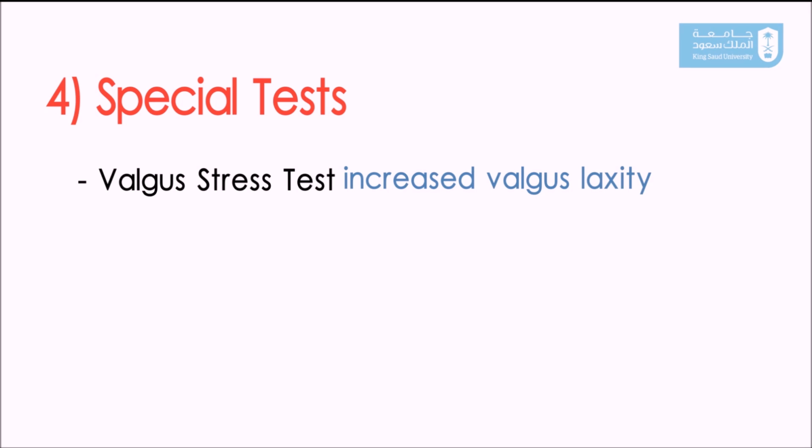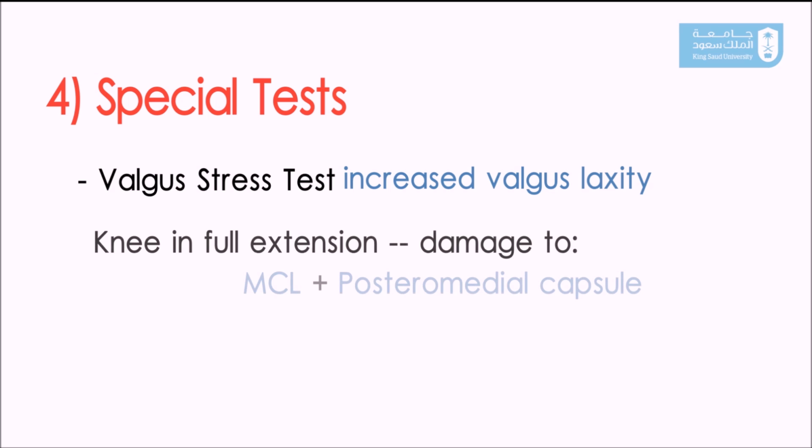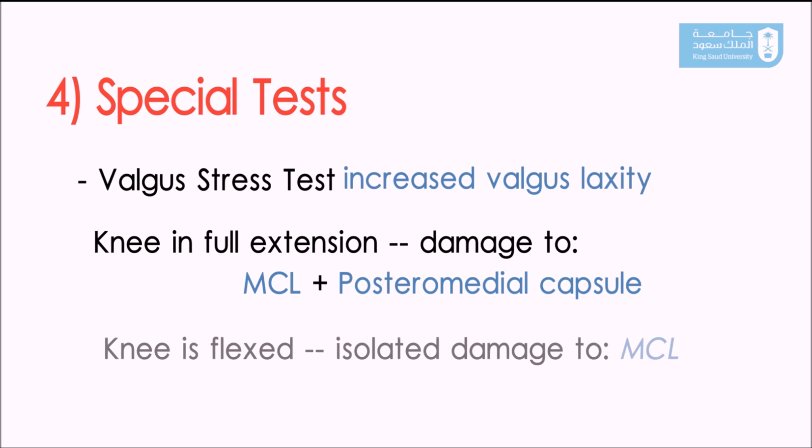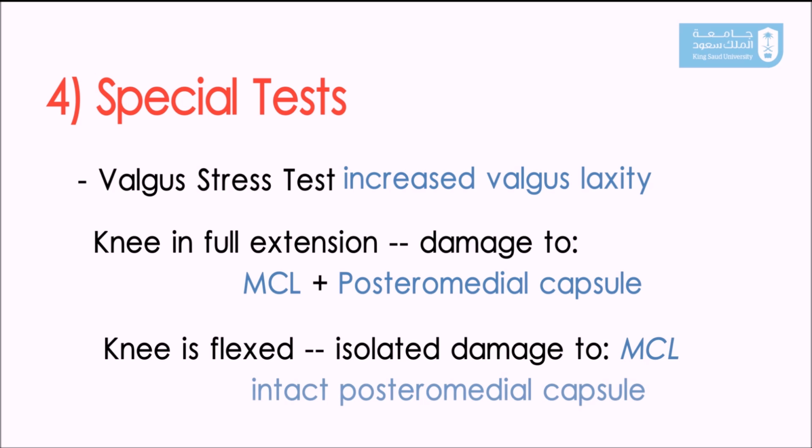Increased laxity to valgus stress with the knee in full extension signifies damage not only to the medial collateral ligament, but also to the posterior medial capsule. An abnormally increased valgus laxity when the knee is flexed suggests more isolated damage to the medial collateral ligament with intact posterior medial capsule.